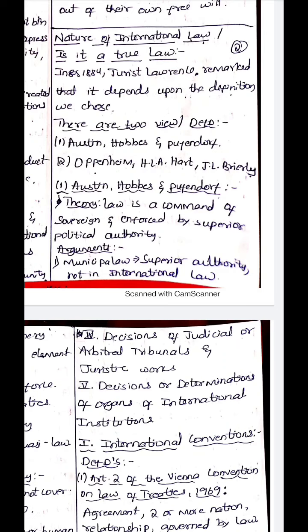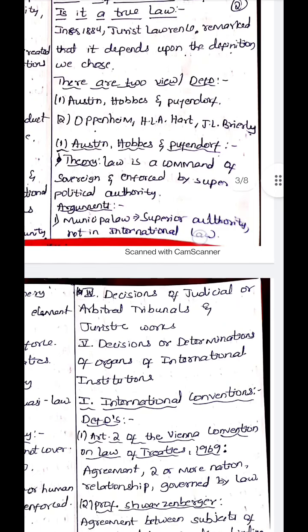There are two definitions basically. One is Austin's definition and the other is Oppenheim's view. So there are two views on international law. In brief, Austin says that international law is not a true law, and Oppenheim says that international law is a true law. We will see in detail what they say.